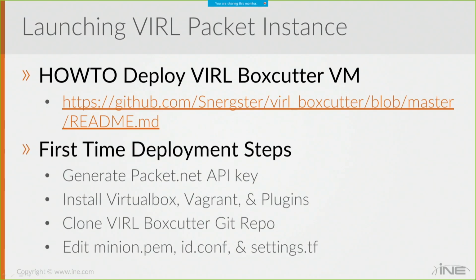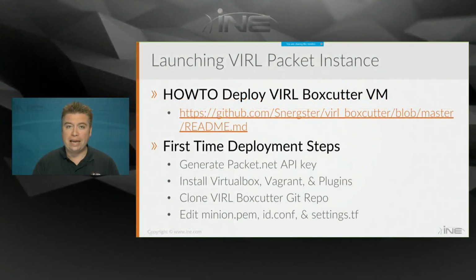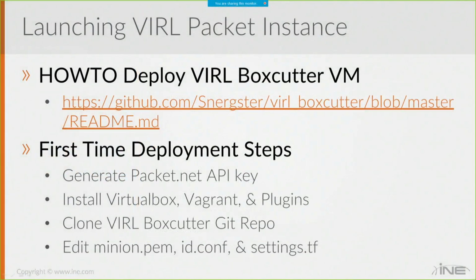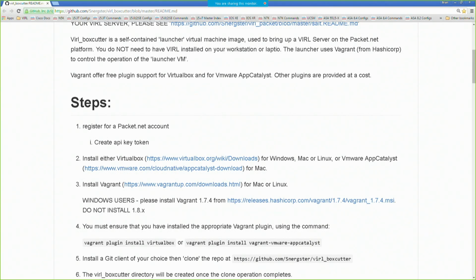Okay, past that, we're going to log into Packet.net. We're going to generate an API key. This is going to be used for basically authentication between the orchestration of the Vagrant virtual machine that you're running locally on your laptop or your desktop, and then the remote Packet instance that ultimately is going to run VIRL. So in my particular case here, let's go ahead and connect over to Packet.net.